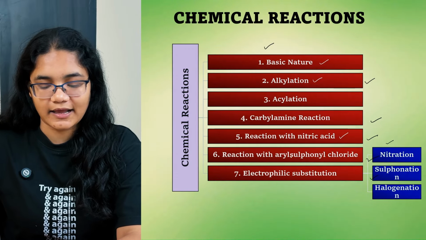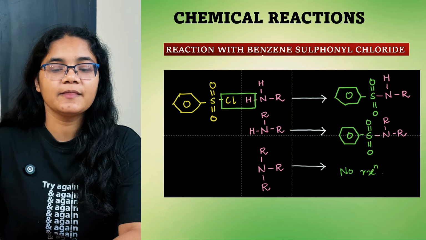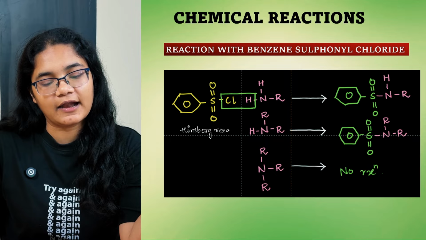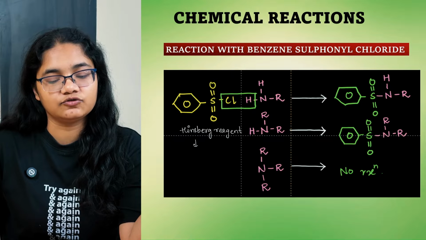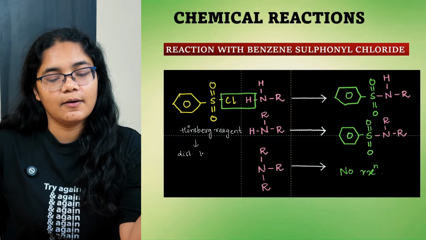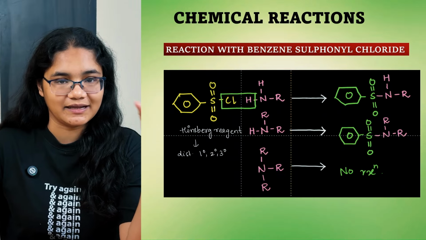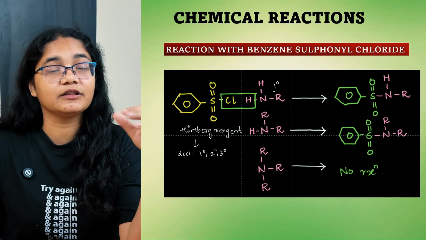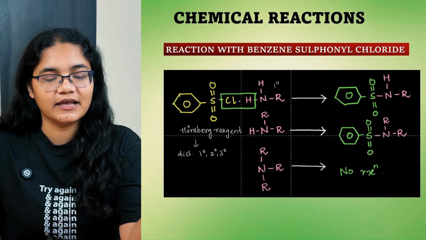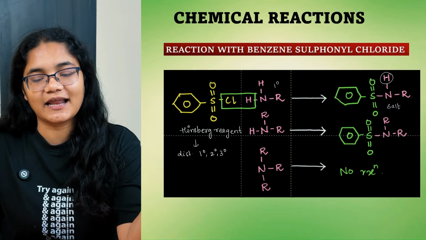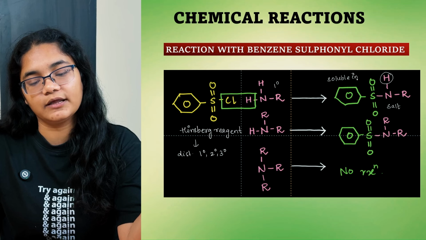Now we'll talk about the reaction with aryl sulfonyl chloride. This aryl sulfonyl chloride is called Hinsberg reagent. Please remember Hinsberg reagent; the main use of this reagent is to distinguish between primary, secondary, and tertiary amines. When you react benzene sulfonyl chloride with a primary amine, HCl will be removed and you will get a salt like this. Because this has an acidic hydrogen, it is soluble in alkali.